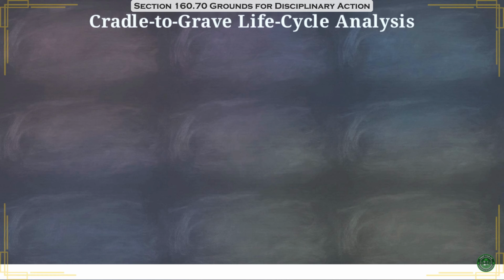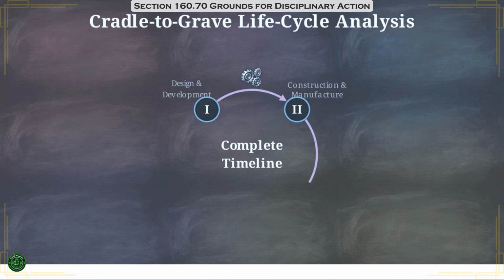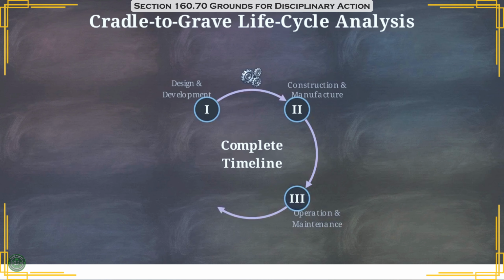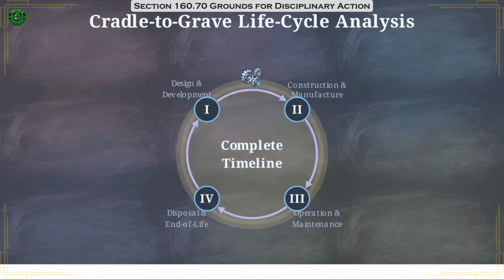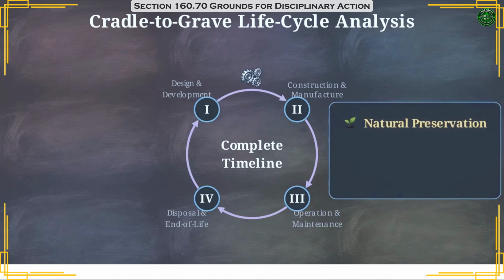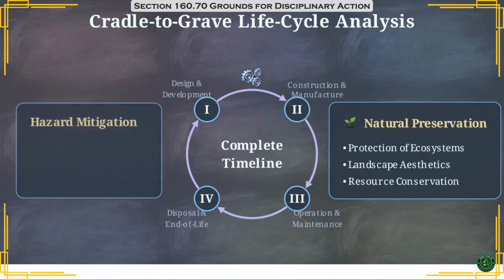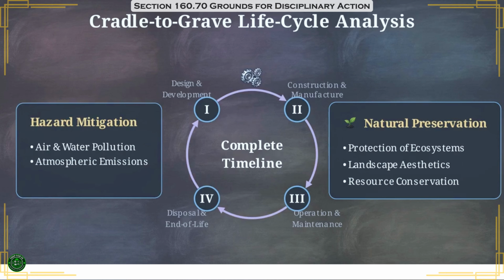This diagram shows the cradle-to-grave analysis. It mandates tracking impacts across the life of a project, from design and development through utilization to final disposal. Throughout this cycle, engineers must manage specific environmental and public safety metrics. These metrics include the protection of ecosystems, landscape aesthetics, and the conservation of natural resources. Responsibility also extends to mitigating air and water pollution, atmospheric emissions, and managing waste processing.